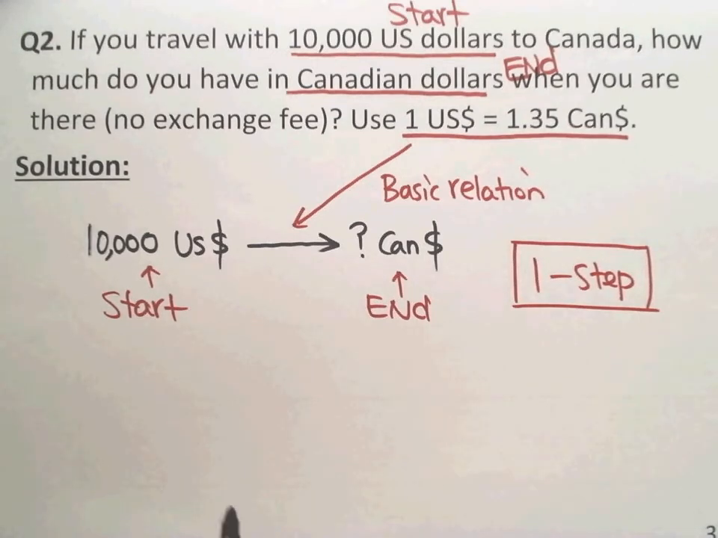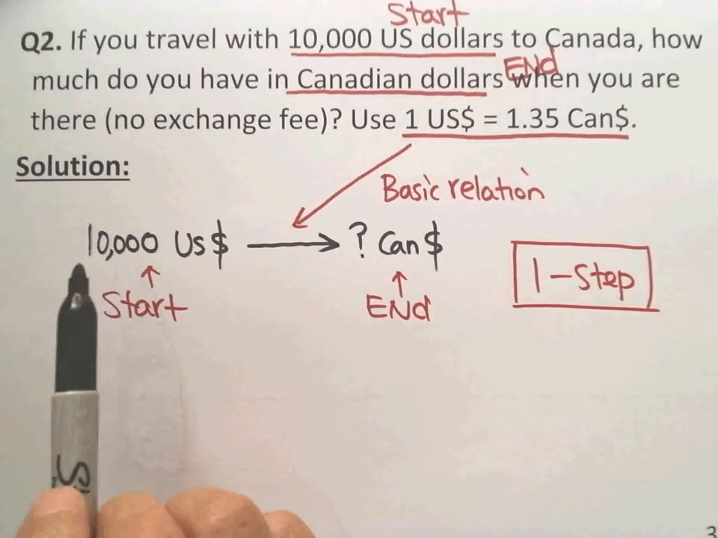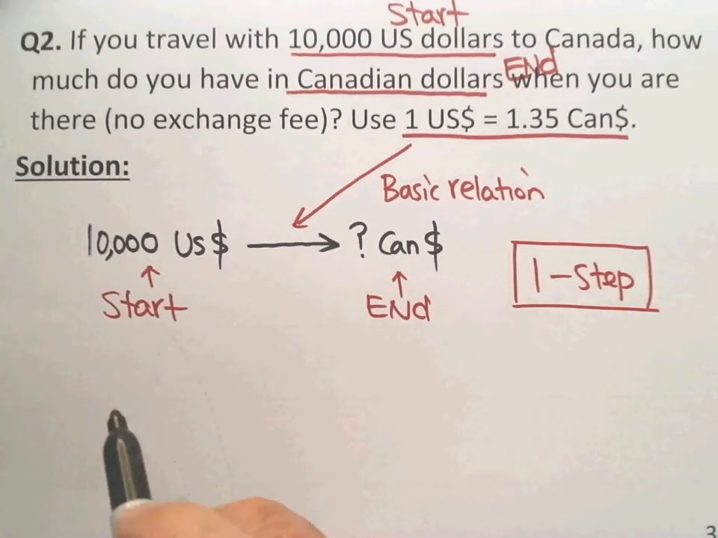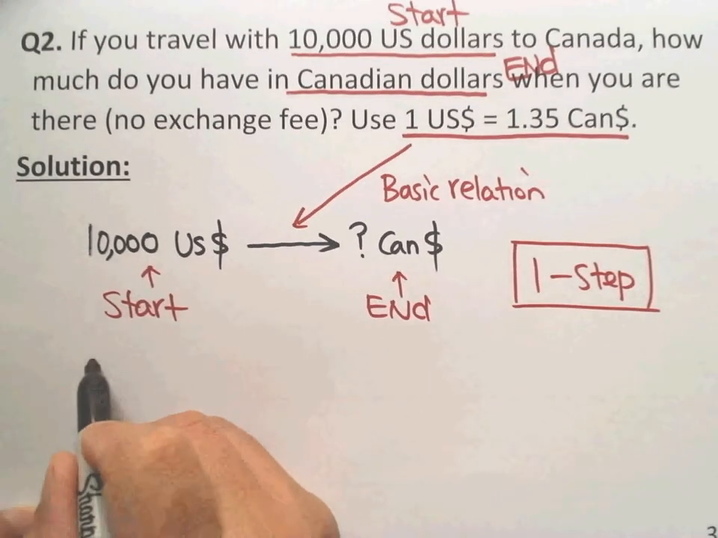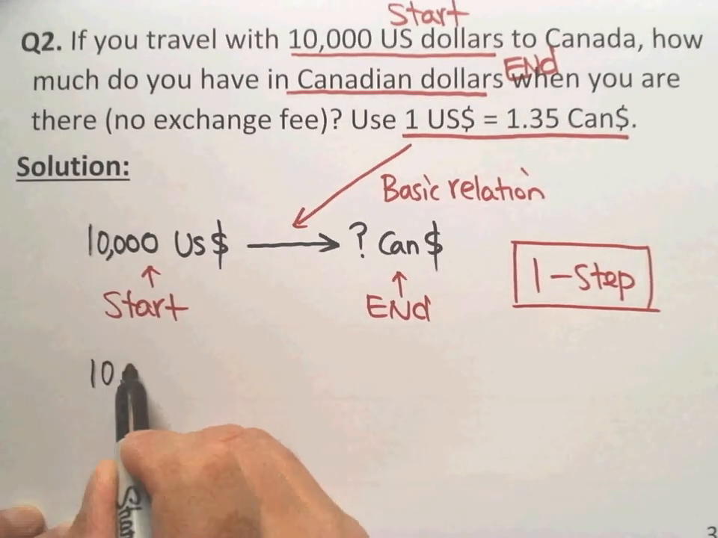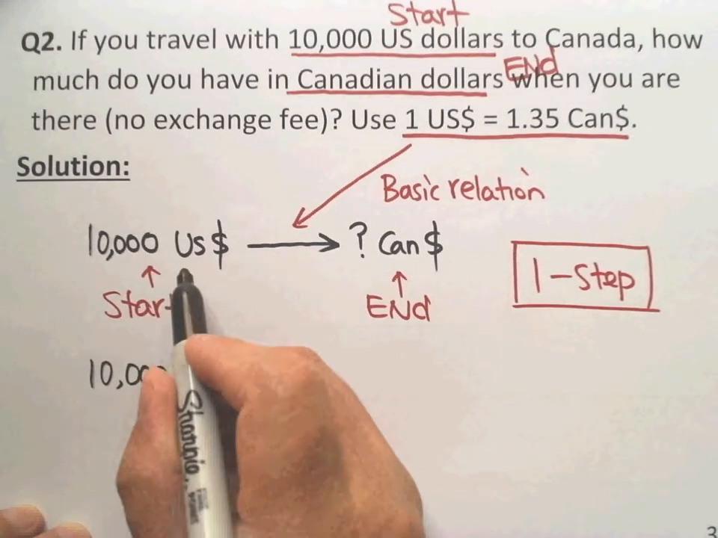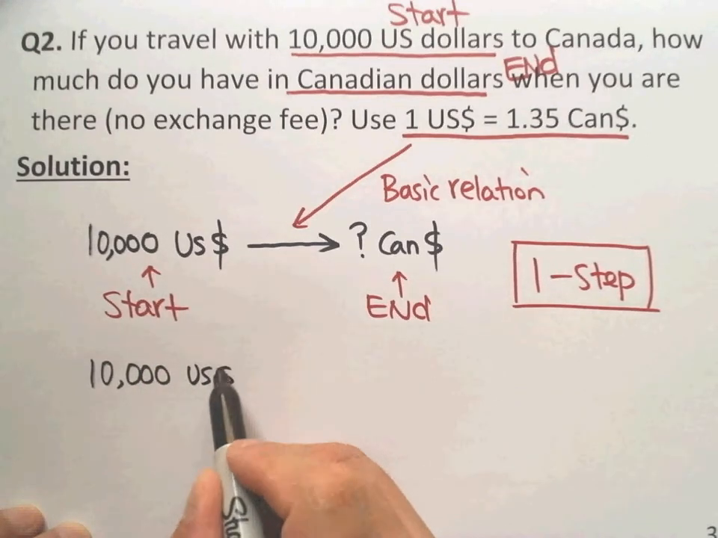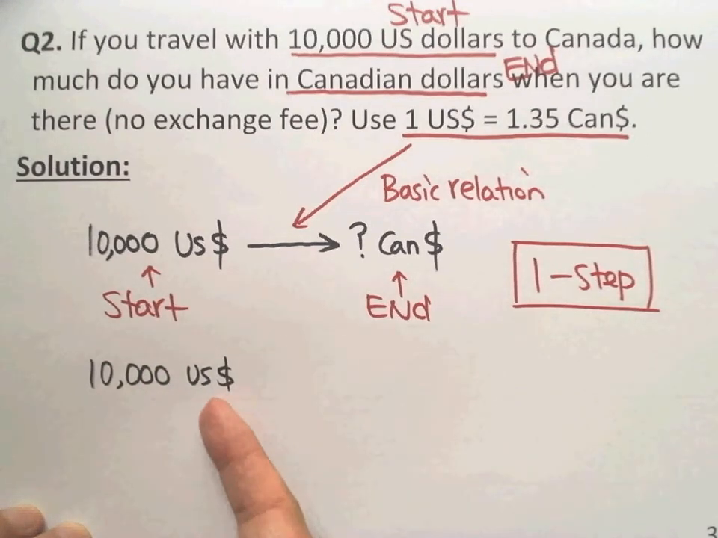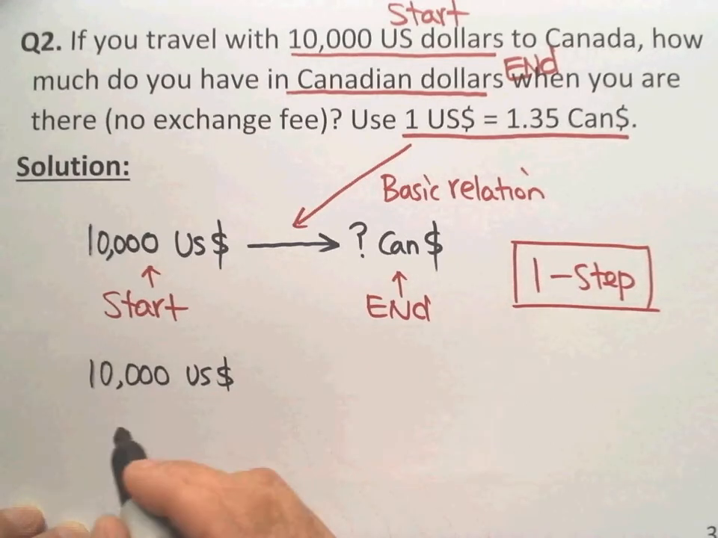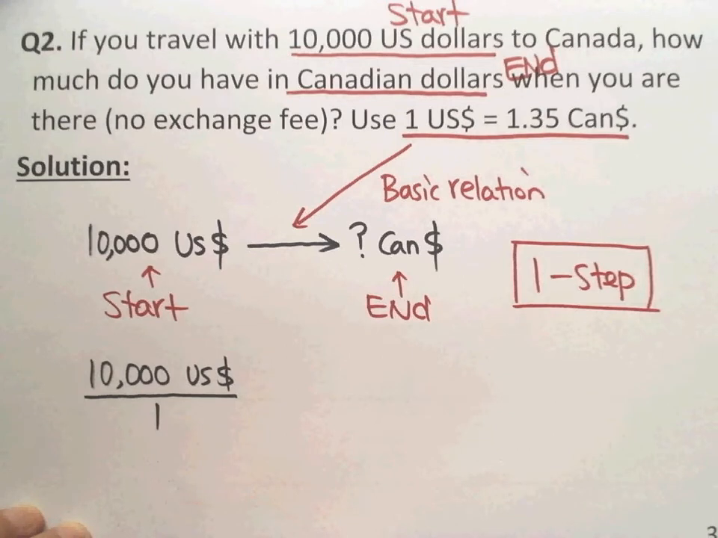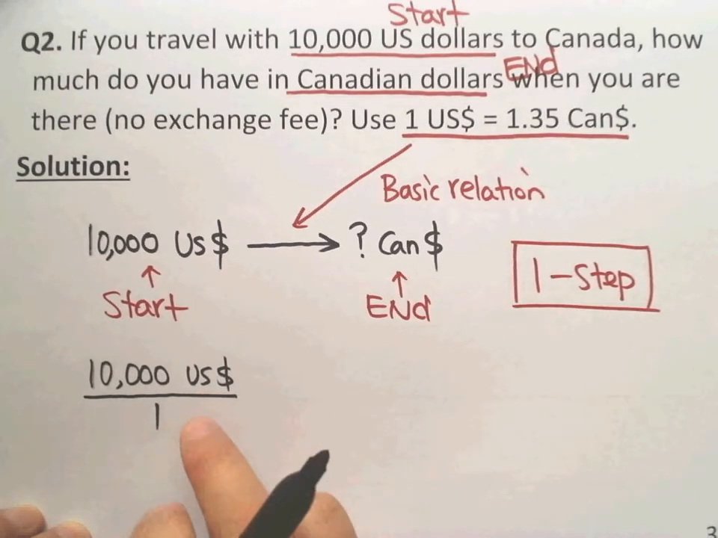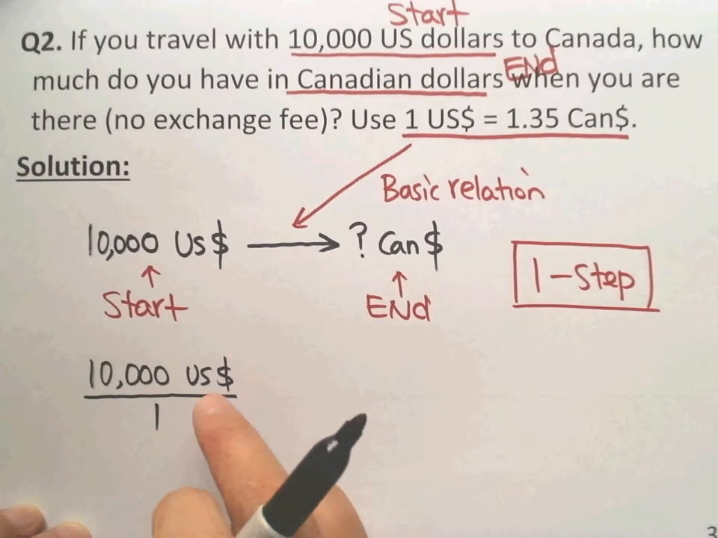And now what do we do? The second step is to set up the equation, right? We don't need to write this. We directly write this over 1. Remember? So now I am going to start from here: 10,000 US dollars. But remember this word, divided by 1. Divided by 1. Okay, so this is the start.